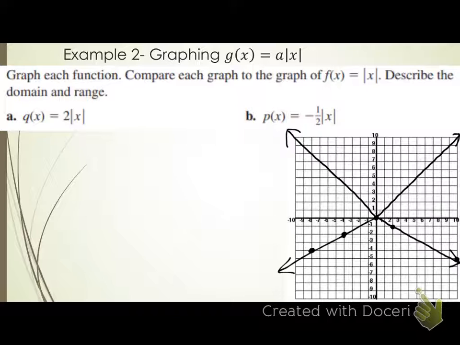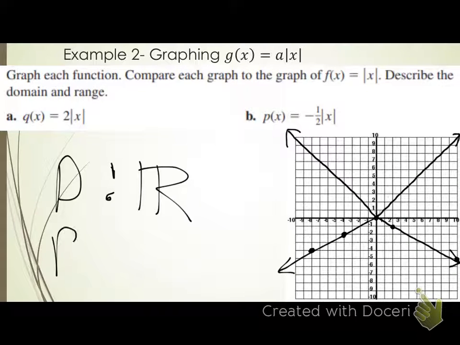What's my domain? All real numbers. And what is the range? Y is less than or equal to 0, because my graph's stopping point is still 0, but it's going to negative infinity instead of positive infinity this time. Questions there? We good with that?